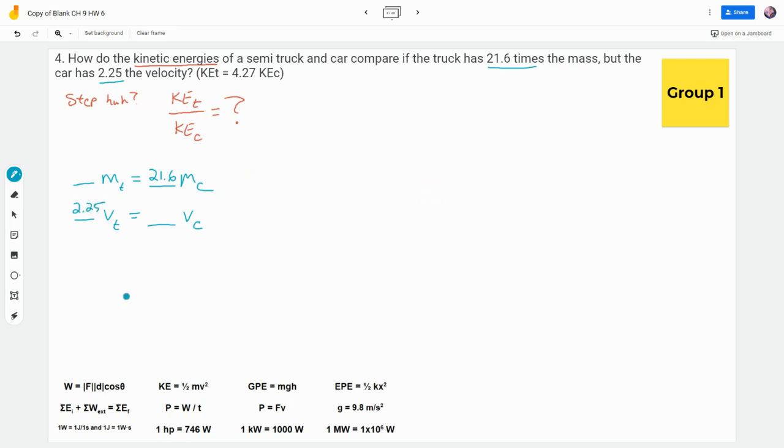So that goes there. And again, I think it's a good idea to just remind yourself, what is the formula for kinetic energy? KE is 1/2 mv squared.